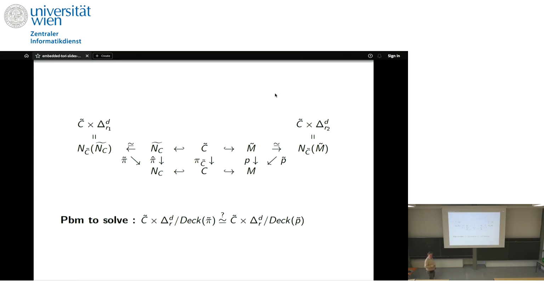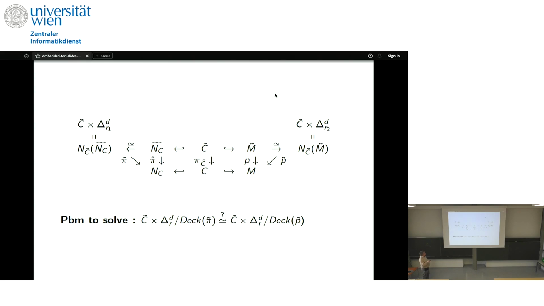And so finally, the problem we have to deal with, more down to earth, is the following. Is the quotient of this space by the deck transformation obtained there, the automorphism of the covering, biholomorphic to this guy quotiented by the deck transformation of that covering? That's what it boils down to. Okay? And it's the problem that we will have to solve.